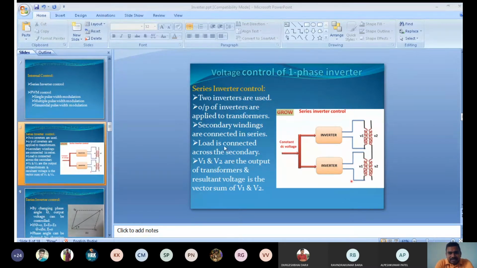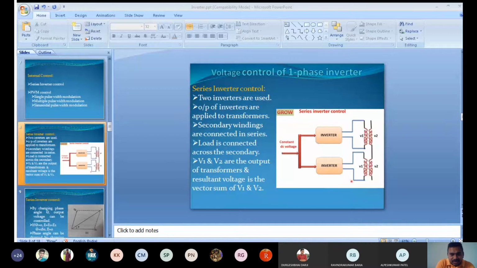This is the carrier signal. This dark solid line represents the carrier signal, whereas this line represents the reference signal. Okay, so here what happens, the gate pulse is generated when the carrier signal becomes equal to the reference signal.